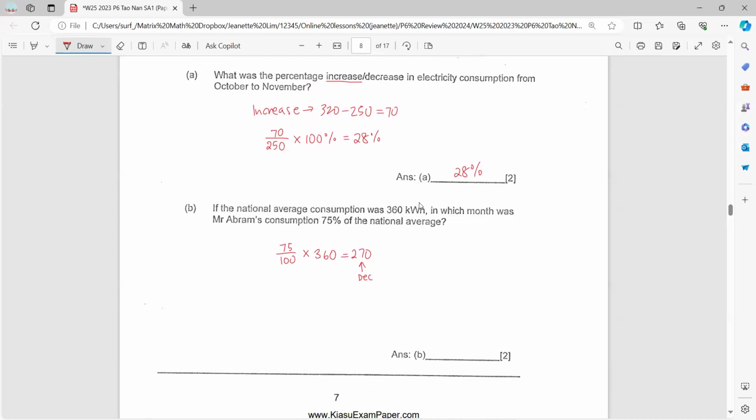So your answer, which month was it? It's December. Please do not write 270 as the answer. They're asking which month was it.